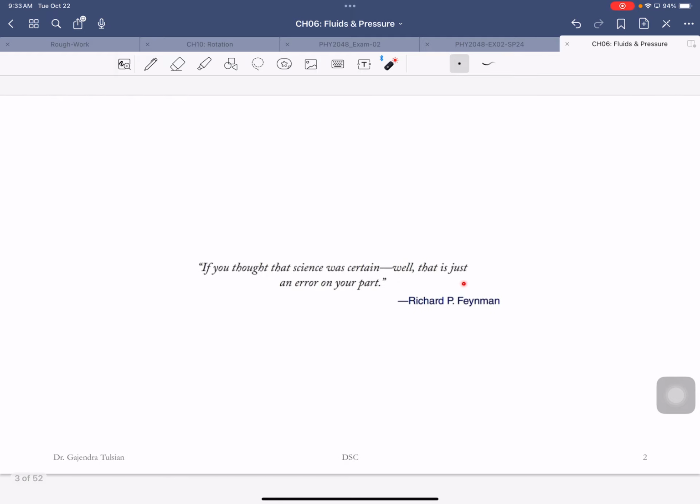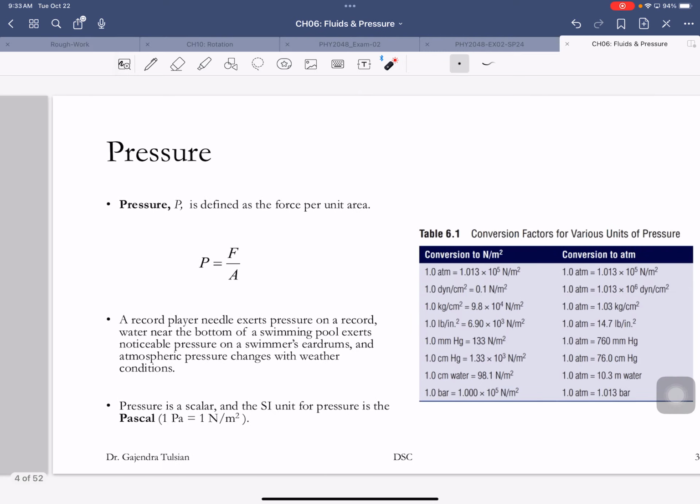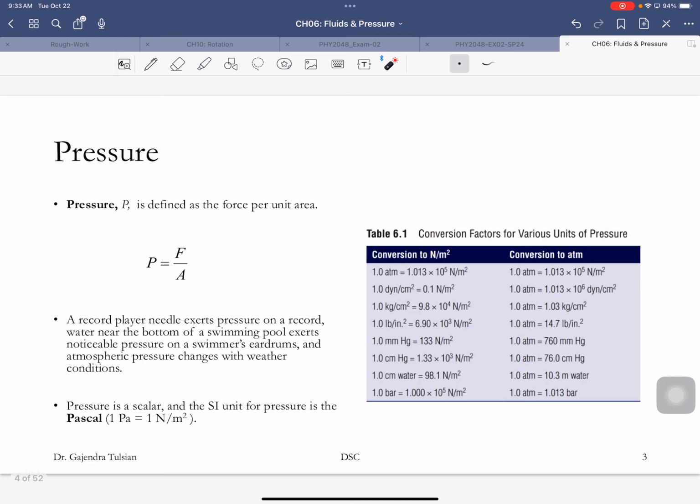Here's a quote by Richard Feynman. He says, "If you thought that science was certain, well, that is just an error on your part." So science is a lot of trial and error, and you start with a lot of approximations.